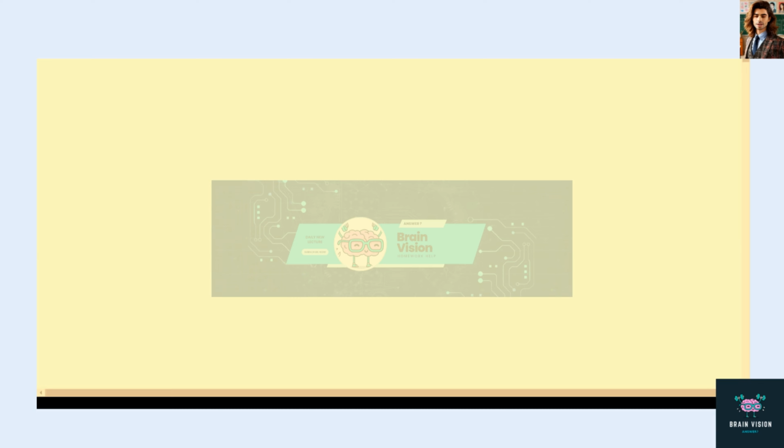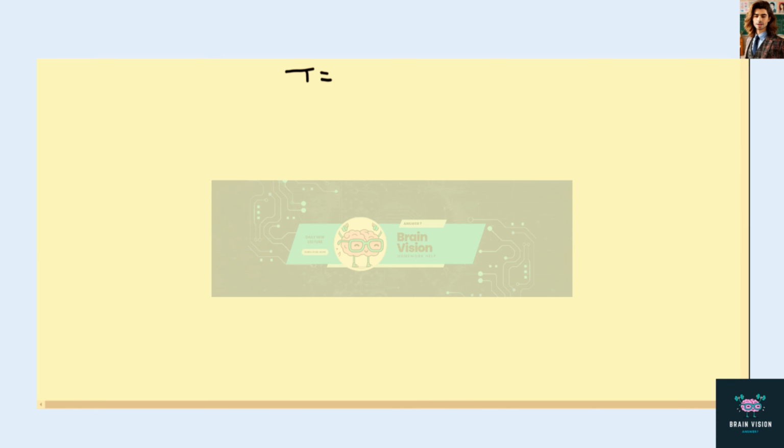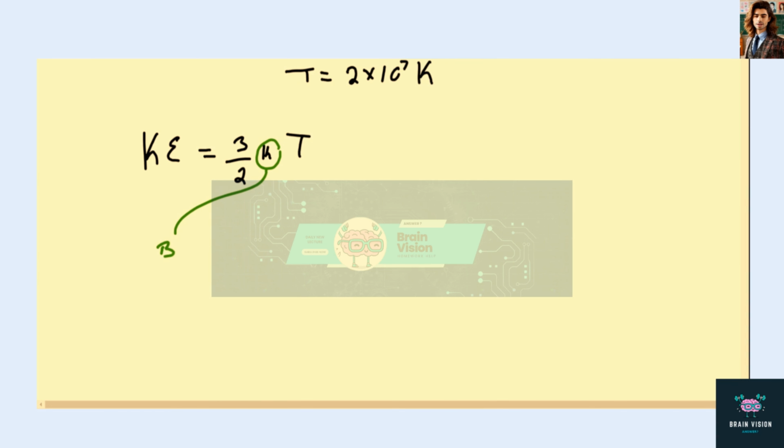Hi everybody, so we want to know the kinetic energy of protons at the center of a star, and we're given a temperature of T equals 2 times 10 to the 7th Kelvin. We can use the kinetic energy formula that uses temperature, and that's going to be 3/2 times k, and that's the Boltzmann constant, and I can write that here. That's the Boltzmann constant.